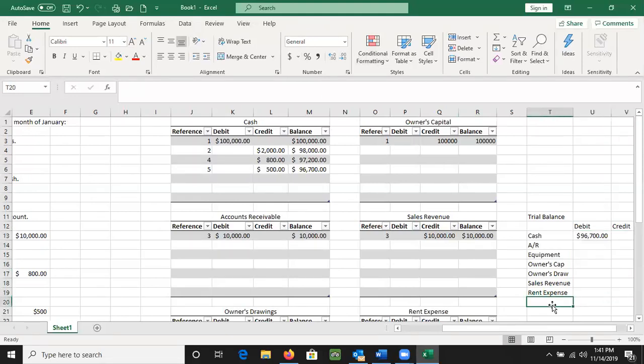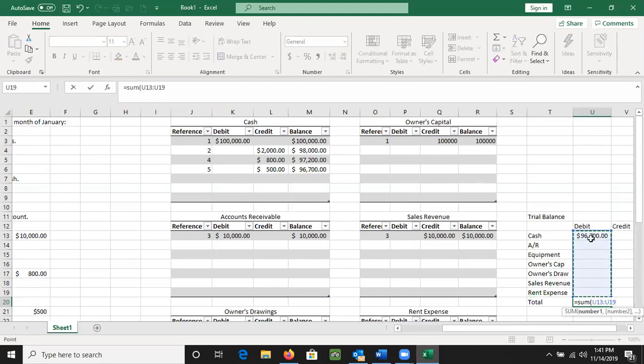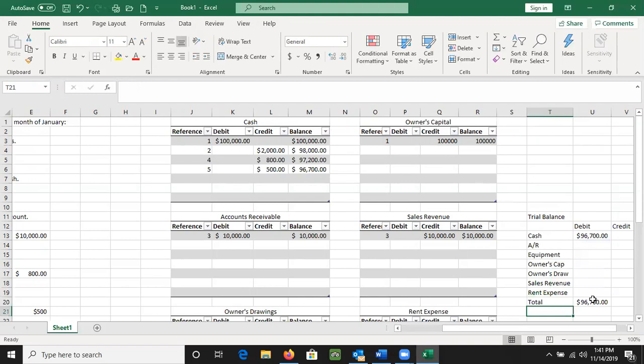All right, now I'm going to make a total line. And what I'm going to do on the total line is I'm going to sum up each category. The purpose of the trial balance is to make sure your debits equal your credits. If they don't, after doing this, something is wrong. Okay? Accounts receivable, nothing was changed. It has a debit balance of $10,000. It had no credit to offset it.